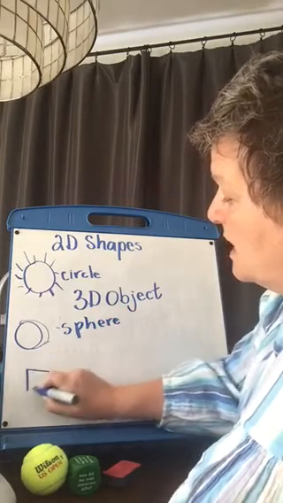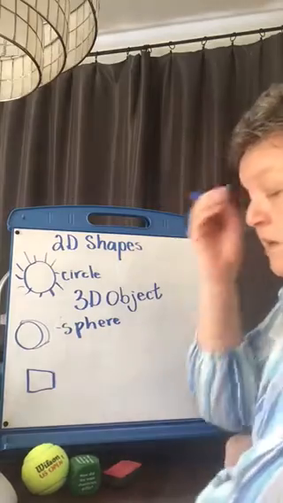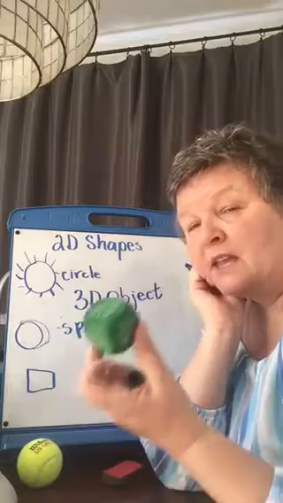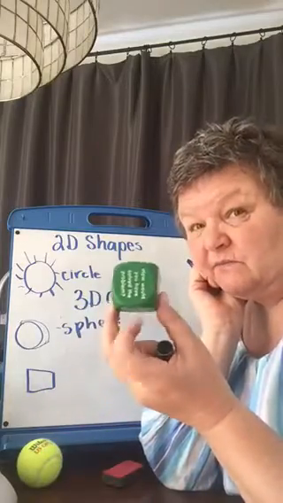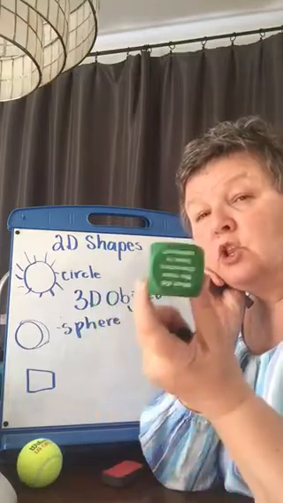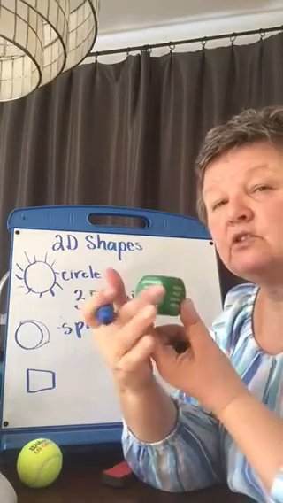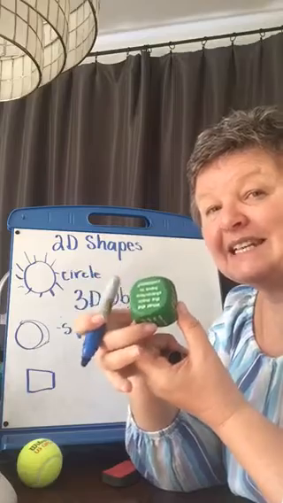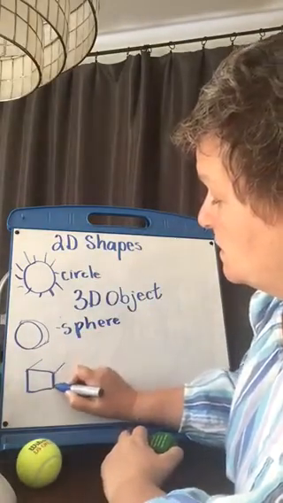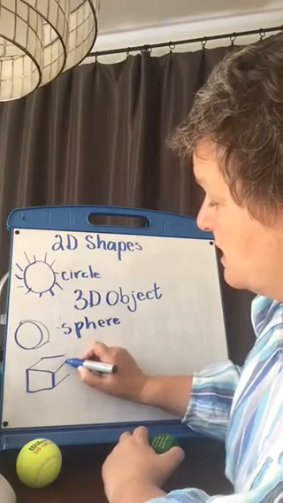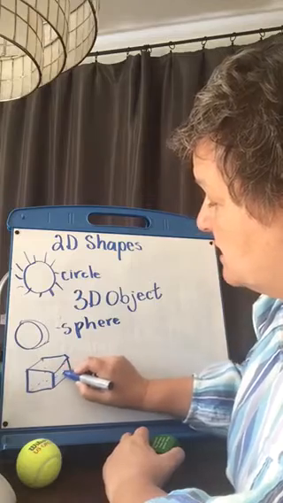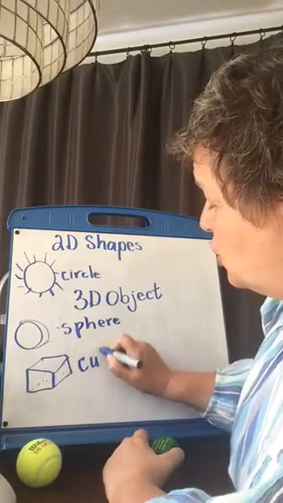Now, can you guess what a 3D object that would be close to the same as a square would be? Well, if you guessed a dice, you were right. This is my writing dice, my writing prompt dice. So it looks like a square. Its faces are squares. It's got 6 faces. So I can draw that. I could turn my square into a 3D object, and my 3D object is called a cube.